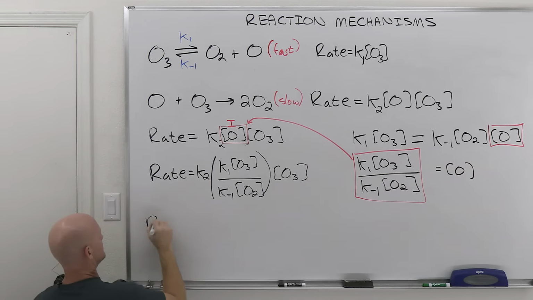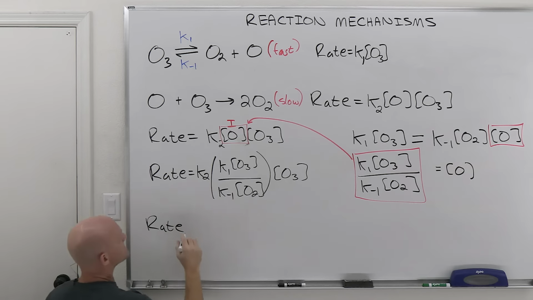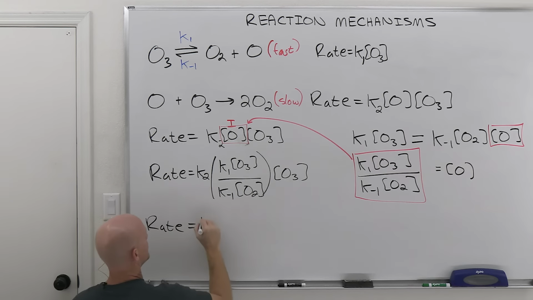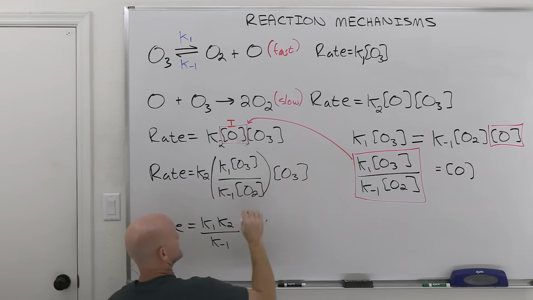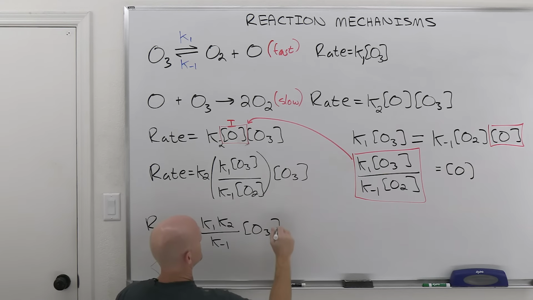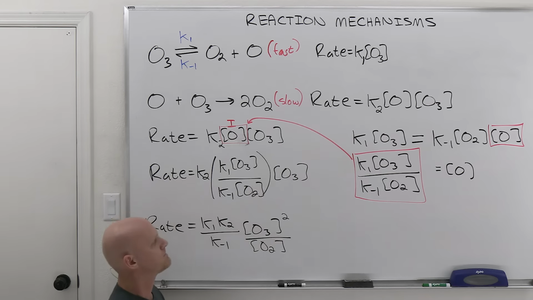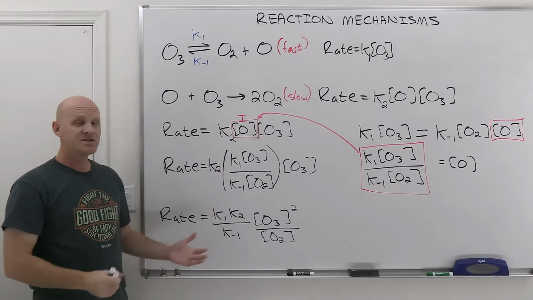And so in this case, it is customary. It doesn't have to happen this way, but it's customary to put all the constants together at the beginning. And so in this case, we'll have a K1 times K2 over K minus 1. You'll commonly see it that way. And then times the concentration of O3 squared all over the concentration of O2. All right, and that is our overall rate law.